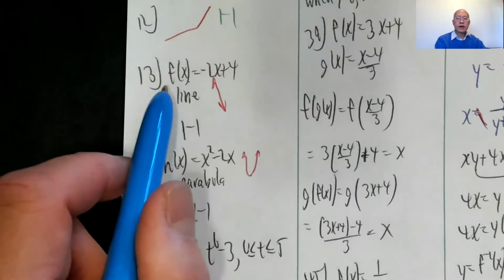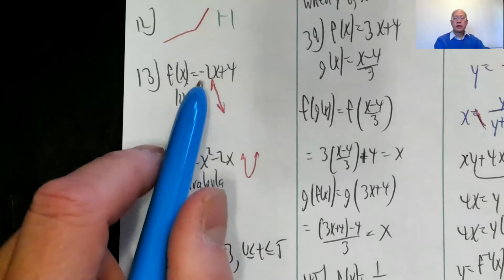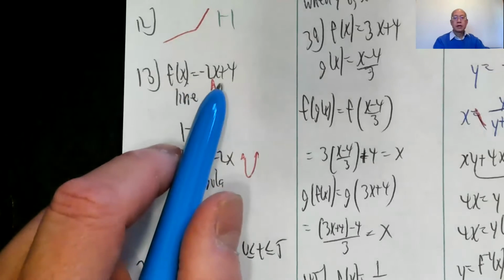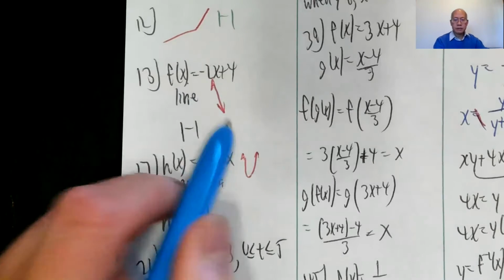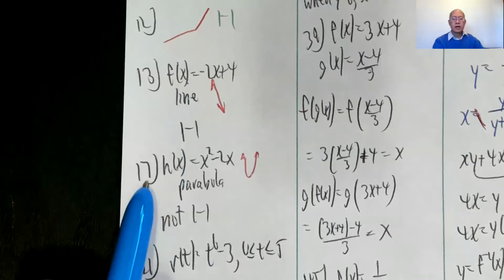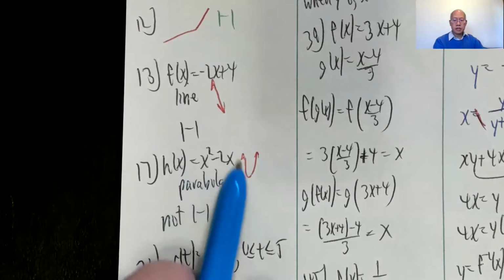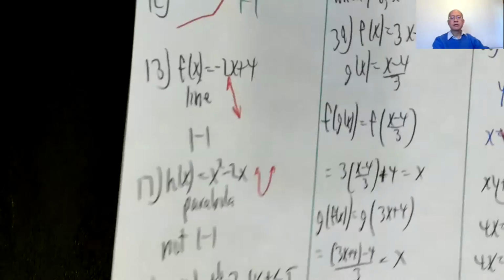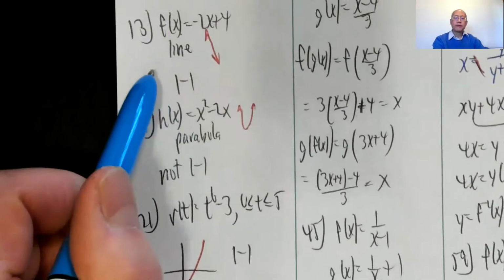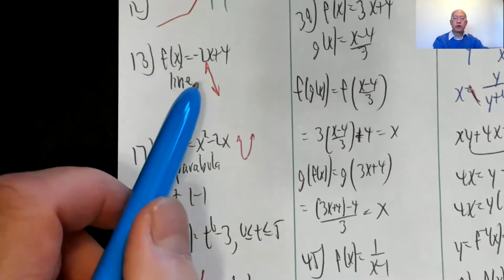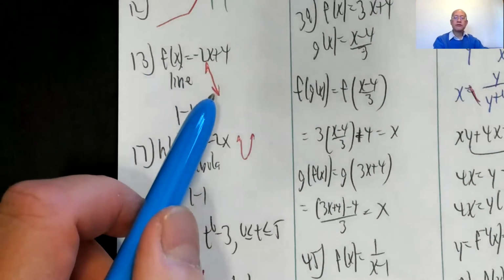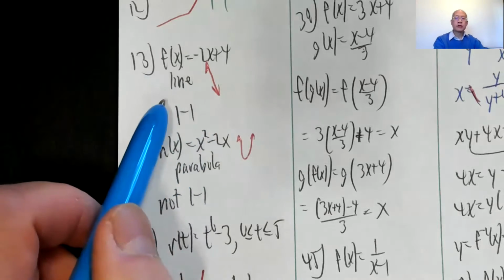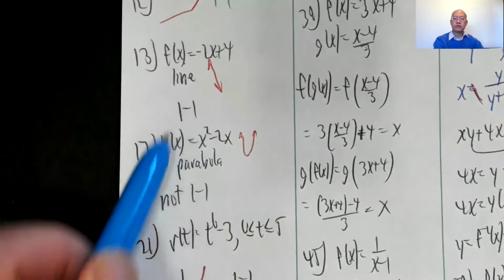Okay, 13, f of x is negative 2x plus 4. It's a slope of negative 2, y-intercept of 4, it's a line, so it's going to be one-to-one. 17, x squared minus 2x is a parabola. It's not one-to-one. It will not pass the horizontal line test. The idea being, for a function, one x can give you only one y value, but for a one-to-one function, any one y came from just one x also.